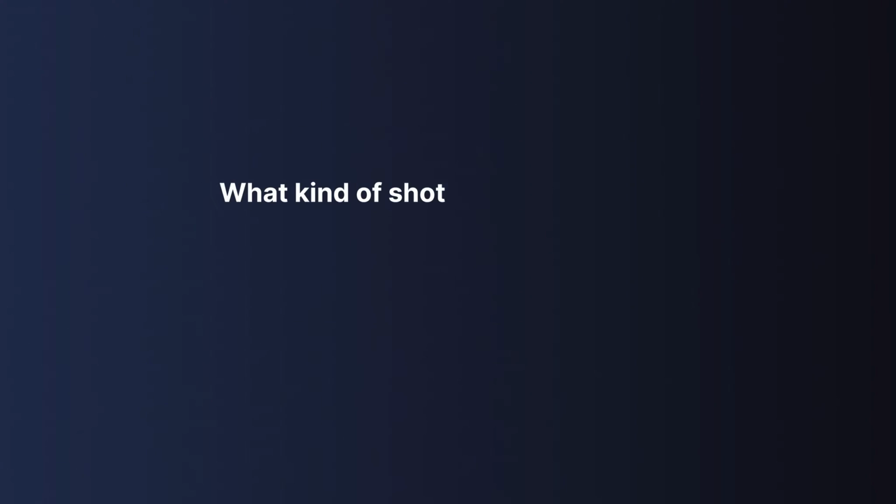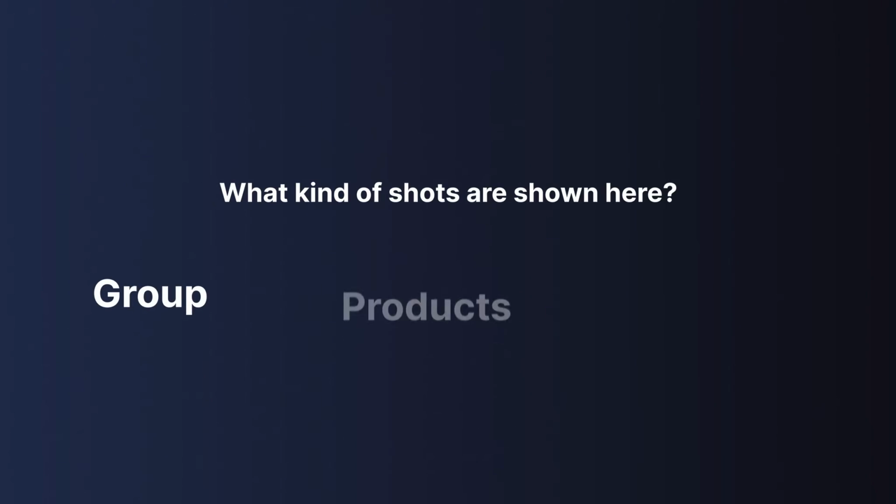Next, we're going to analyze the visuals and the pacing. Here is when you'll study both what is seen and what might be missing. So set up a doc again or a spreadsheet and start checking off boxes or filling in cells as you begin to answer questions like, what kind of shots are shown here? Is it group shots, products, illustrations?